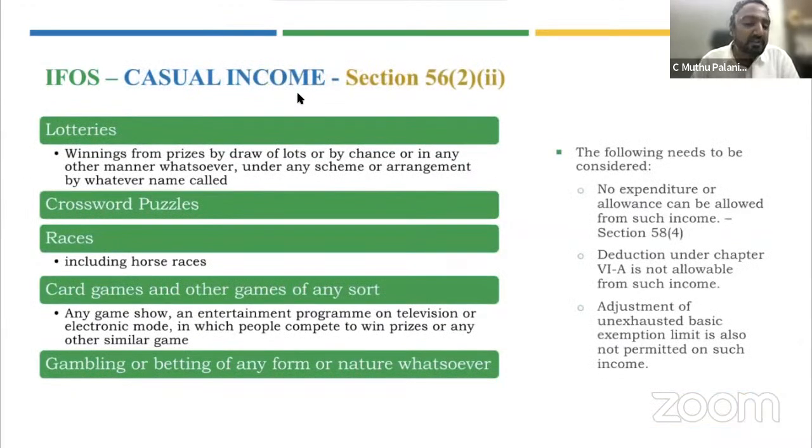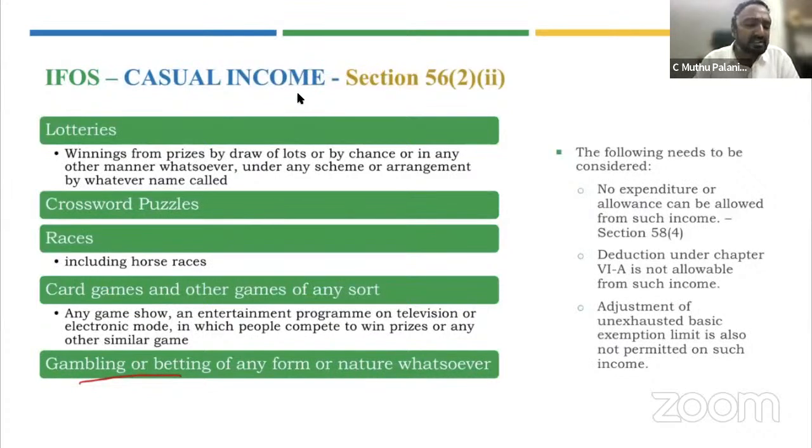The next income from other sources that we'll be understanding is casual income. Section 56 subsection 2, clause 2 provides casual income. What is casual income? Your lotteries, your crossword puzzles, your races, your card games and other games of any sort, gambling or betting of any form or in whatsoever manner.